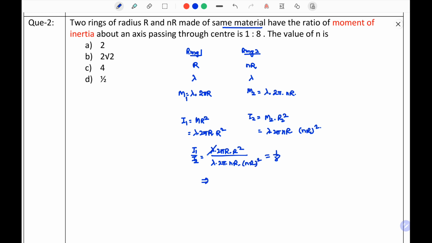This implies that lambda gets cancelled, 2 pi gets cancelled, and we have r cube divided by n cube into r cube, and it is equal to 1:8. R cube also gets cancelled. This implies that 1 by n cube equals 1 by 8, or n cube equals 8, that is equal to 2 raised to power 3, hence n equals 2. Option A is the correct option.